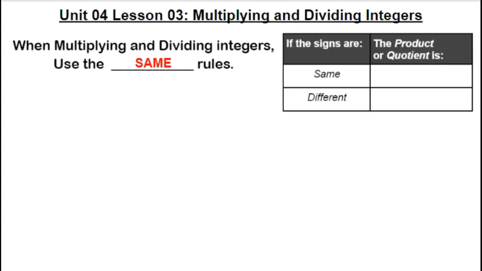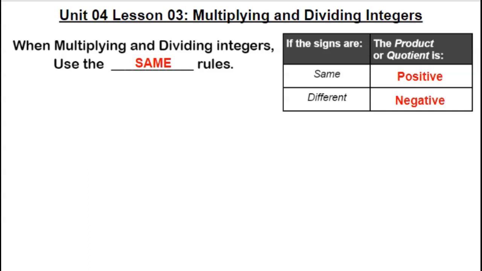If the signs are the same, the product or quotient, meaning the answer to multiplication or division, is positive. If the signs are different, the product or quotient is negative.